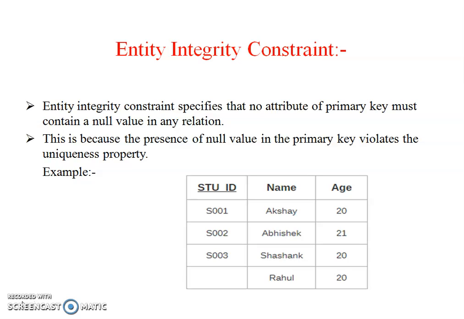For example, in this table, see entity integrity constraint exactly. Here we set primary key for the student ID column. If we add any repeated value or null value in the column, it will show an error. Why will it show an error? Because primary key never contains null or repeated values.